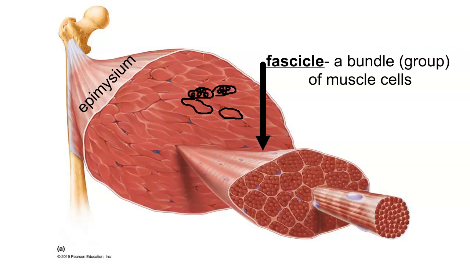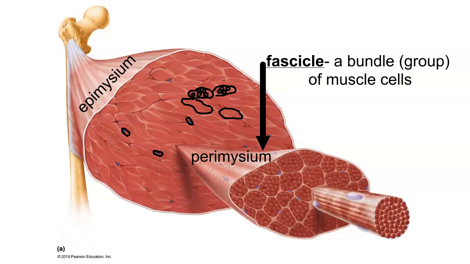The fascicle is grouped together by a layer of connective tissue called the perimysium. The perimysium is also dense, irregular connective tissue, and the perimysium groups muscle cells together into these bundles called fascicles. And it's also in between the perimysium, where you can see in this picture, that blood vessels are distributed through the muscle, and nerves are distributed through the perimysium too.